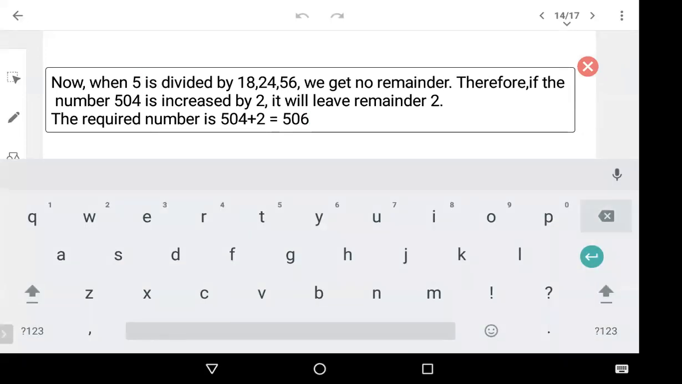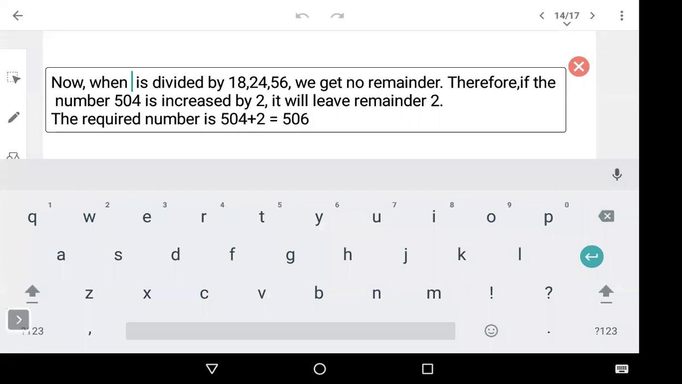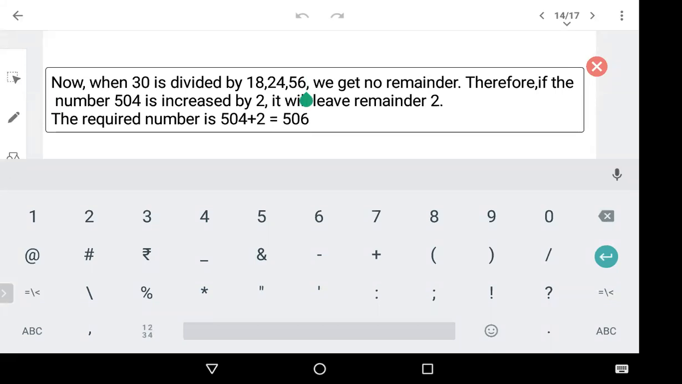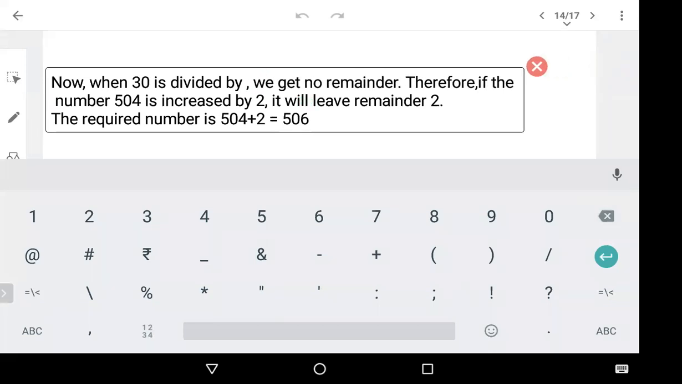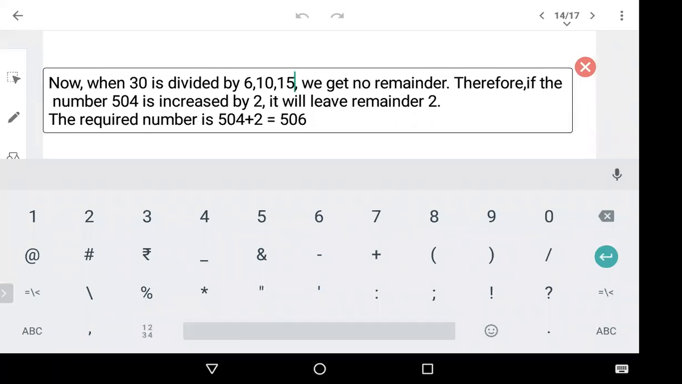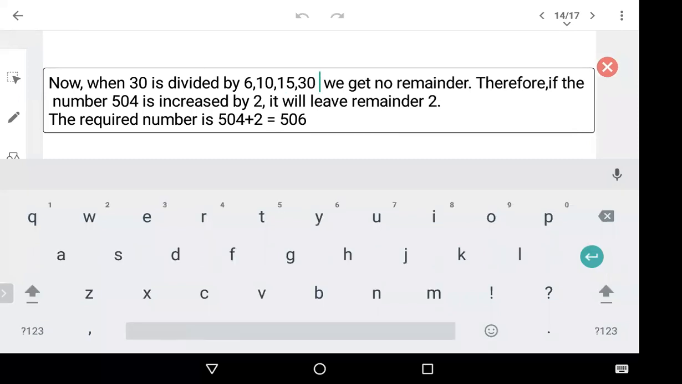Now, when 30 is divided by, which were the three numbers that we had? 6, 10, 15 and 30, correct? We get no remainder. You have to write this conclusion. 6, 10, 15 and 30, we get no remainder.